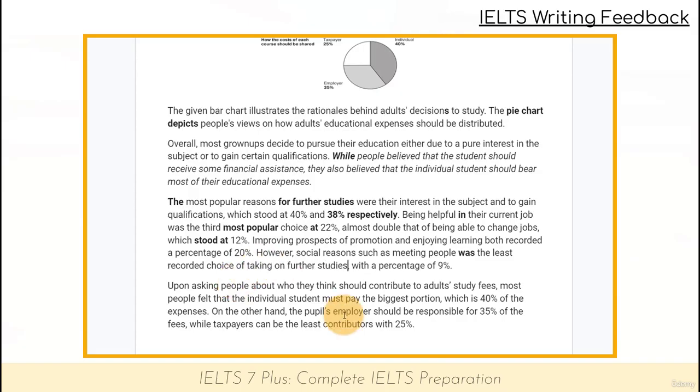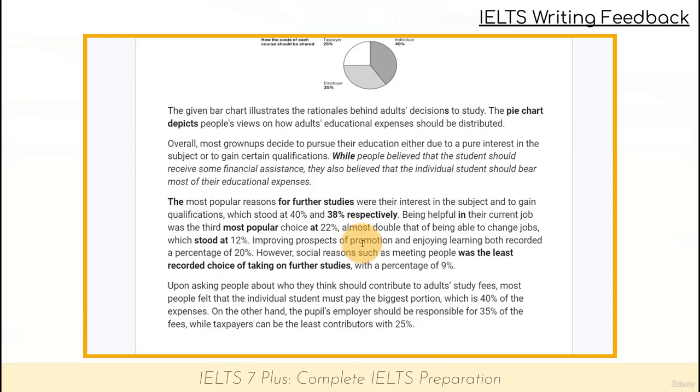Again, it's probably a little bit too much detail, but it's just a bit more accurate. Was the least preferred or was the least recorded choice? I think that's a little bit more specific for the data that we're talking about. However, social reasons such as meeting people was the least recorded choice of taking on further studies. So we've got that phrasal verb there, taking on further studies, with a percentage of 9%.